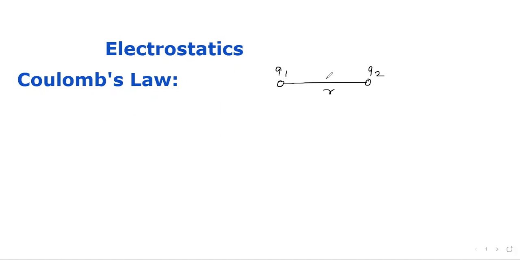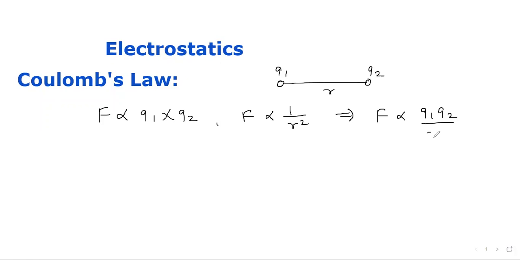Electrostatics, Coulomb's law. If there are two charges Q1 and Q2 at separation R, then the force of attraction or repulsion between them is directly proportional to the product of the charges Q1 into Q2. And F is also inversely proportional to the square of the distance between them. If we combine the two, we get F proportional to Q1 Q2 divided by R square.